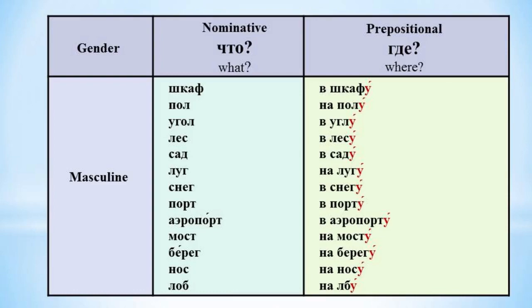Шкаф, в шкафу. Пол, на полу. Угол, в углу. Лес, в лесу. Сад, в саду. Луг, на лугу. Снег, в снегу. Порт, в порту. Аэропорт, в аэропорту.